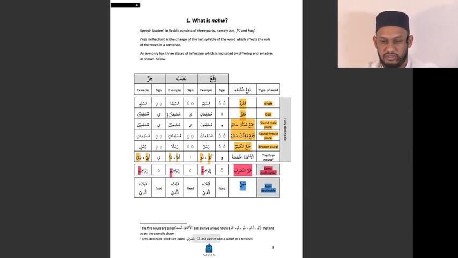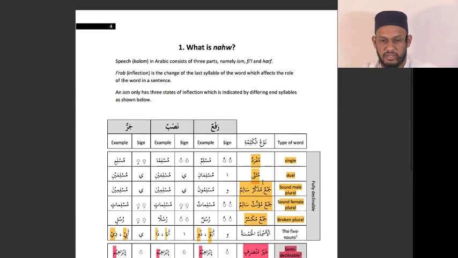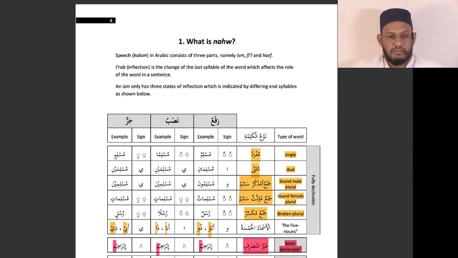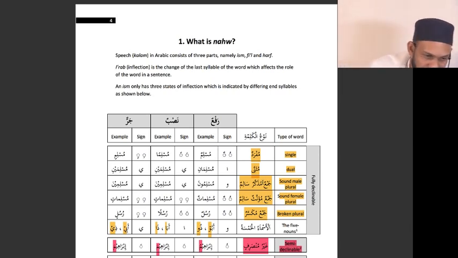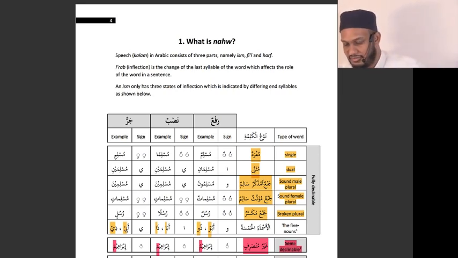Last week we started the textbook for the second part of Nahwu, which will hopefully finish in this lockdown, inshallah. I have to finish the Nahwu and Sarf textbooks, inshallah, and get them to you after Ramadan, inshallah.